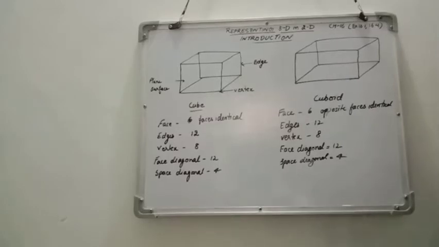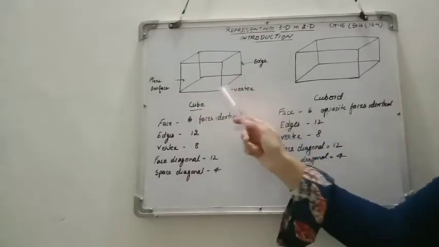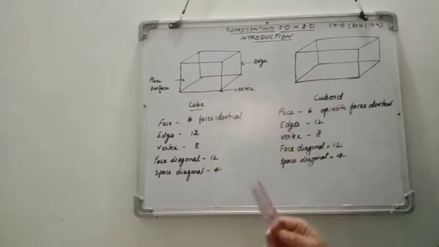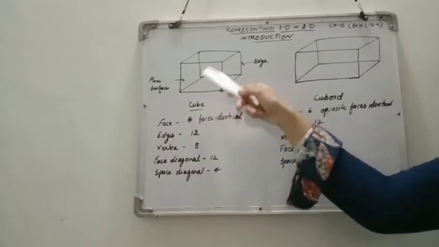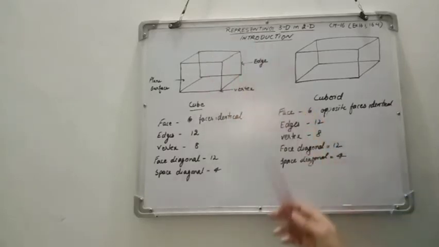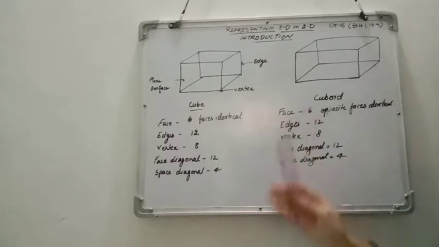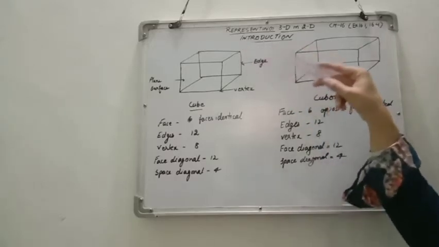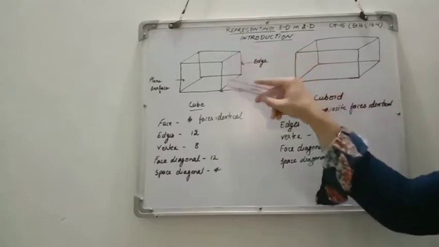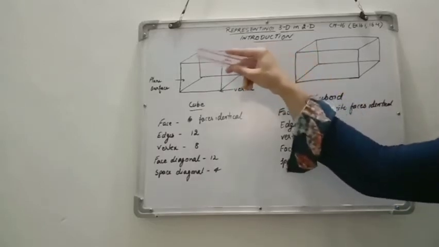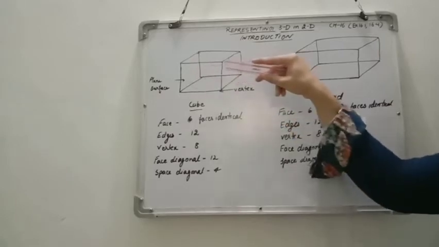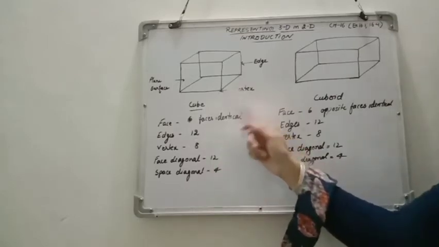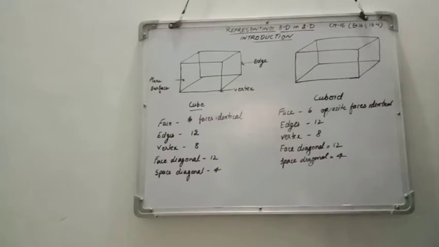This first figure is called a cube. This is called a plane surface. So total 6 faces are there in the cube: 1, 2, 3, 4, 5, 6. Six equal faces, all in square shape. And these lines are called edges. So total 12 edges are there: 1, 2, 3, 4, 5, 6, 7, 8, 9, 10, 11 and this one is left, 12. Where two lines meet, that is called a vertex. So total 8 vertices are there.